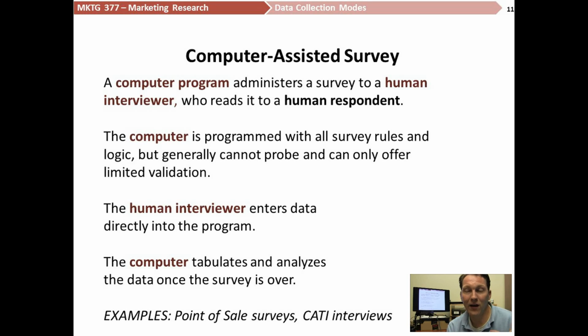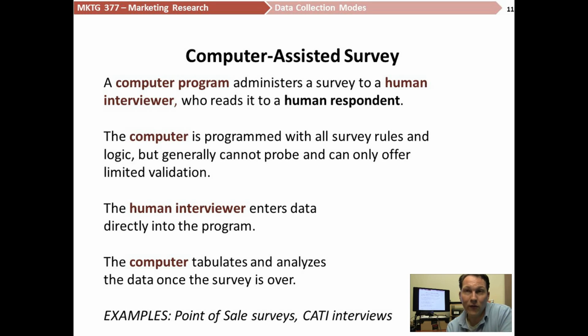So the computer might kick up some rules and say, hey, you can't answer the question that way, if the human interviewer doesn't do their job correctly, which is useful. But also, somebody laughs or tells a joke, or they use some filler words, or they don't completely answer a question and it has to be restated. That doesn't go into the computer unless the human interviewer decides to enter it in.